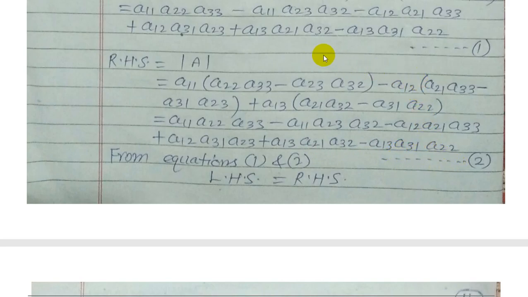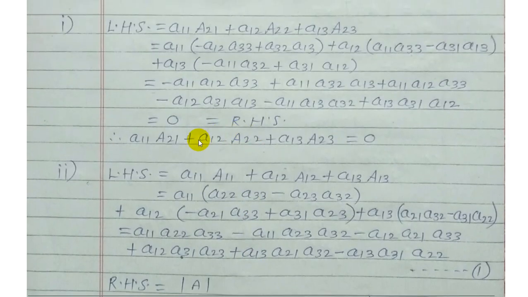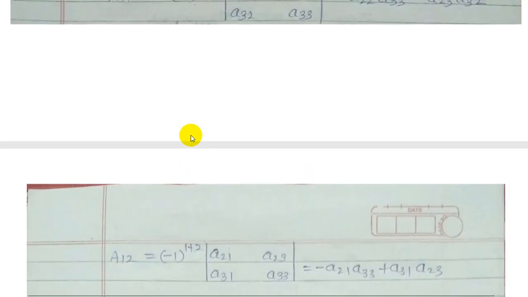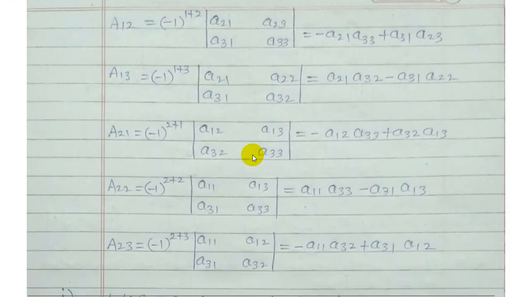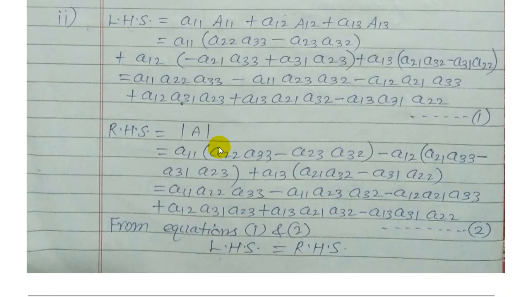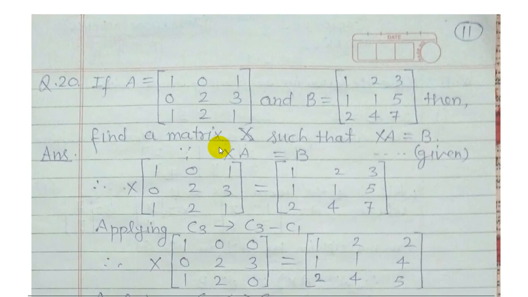So we see that from equation 1 and equation 2, LHS equal to RHS. Therefore, both the parts are proved. This one proved and this one proved. So this is a general question and these two results given in the first and second parts are always true.